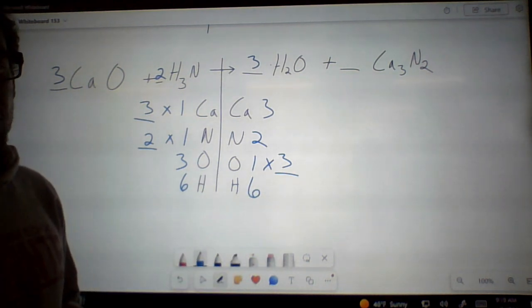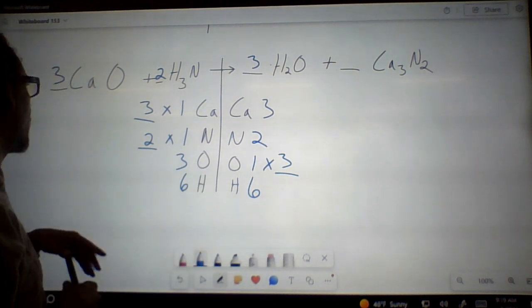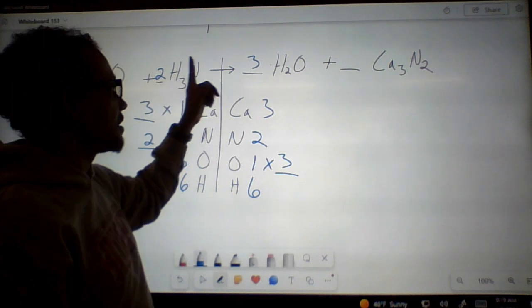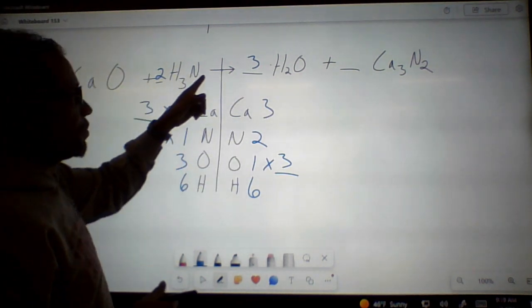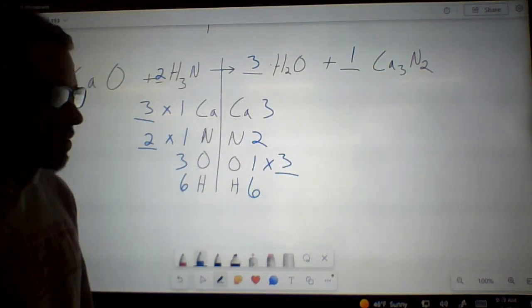I always go back through and make sure, but I know that the hydrogens are balanced, so everything now should be already balanced. 3 calciums, 3 calciums, 3 oxygens, 3 oxygens, 6, 6, 2 nitrogens, 2 nitrogens, and then I might go through and put in my 1s as placeholders, although you don't need to.